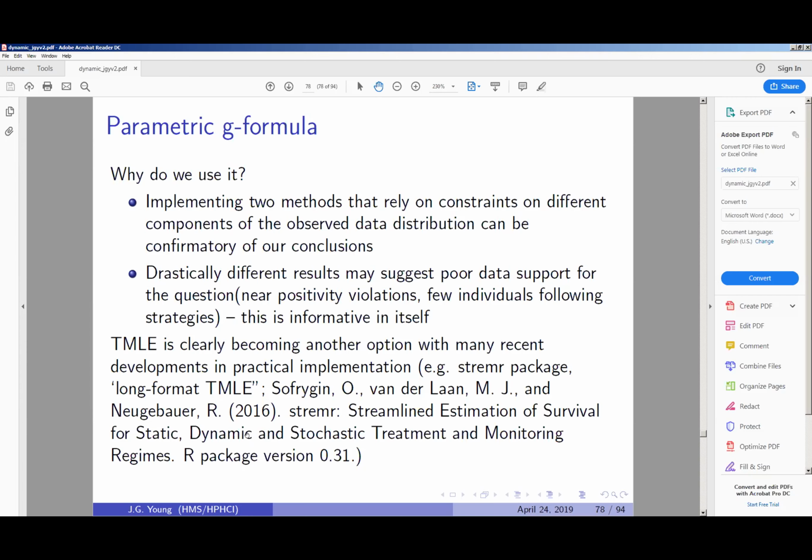Maybe you might with the parametric G formula. I'm not going to say anything definitively here, but that's been my experience. It's when you don't have good data that you're going to find TMLE and IPW severely break down, because these are more data-driven methods.